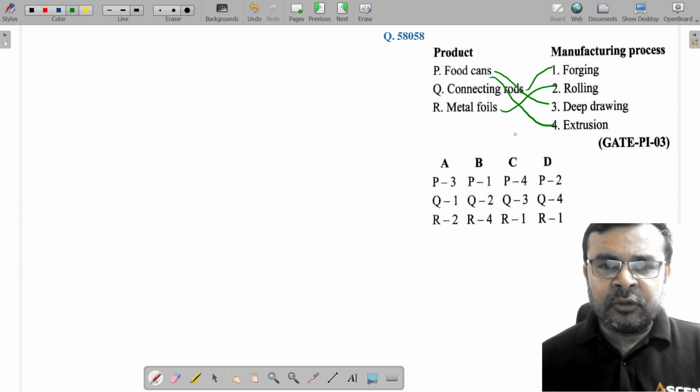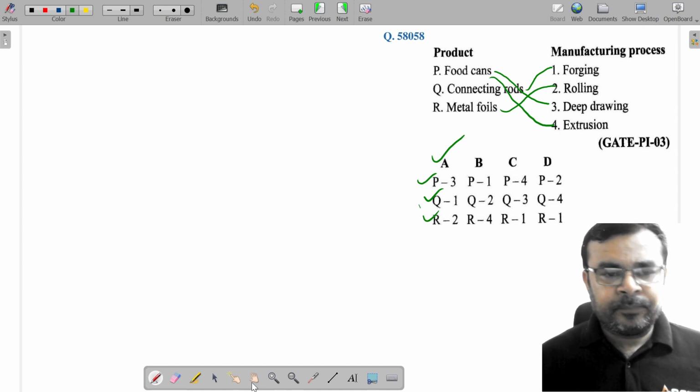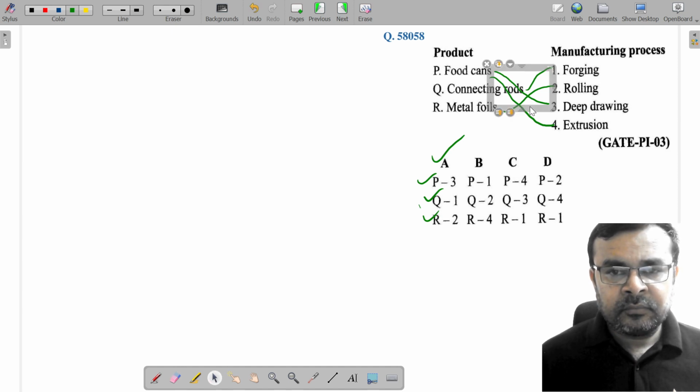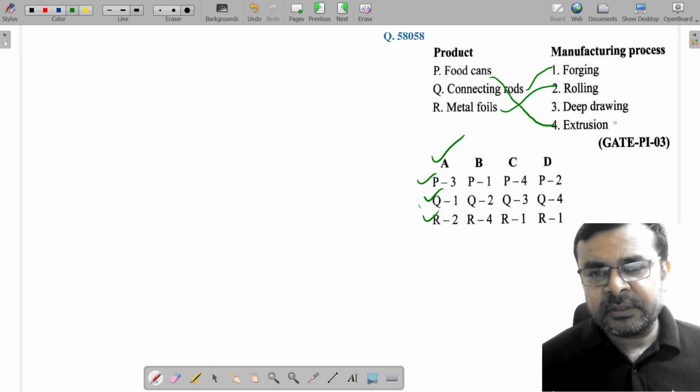Is that clear? So according to this, which option is correct? P3, yes, and P4 also correct. So P3, and connecting rod Q1, and R is rolling. Yes, so the correct answer is option A. Is it clear? For making cans, especially, we use impact extrusion. Correct?